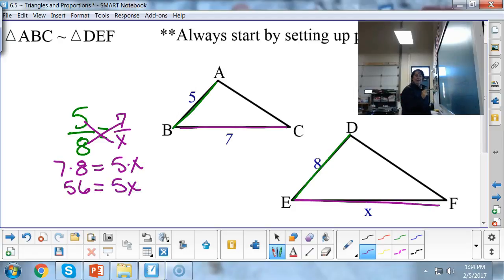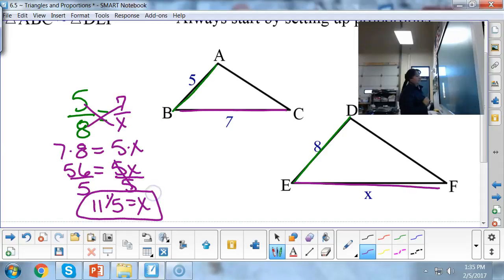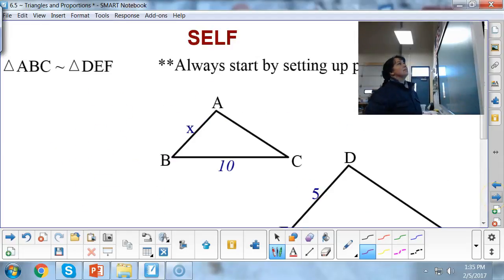To isolate the x, or get the x by itself, I'm going to go ahead and divide by 5. Okay. And I'm going to get 11 1/5. If you want to leave it as an improper fraction, you could and get away with it. But 11 1/5 is equal to x. Okay, we're going to continue.